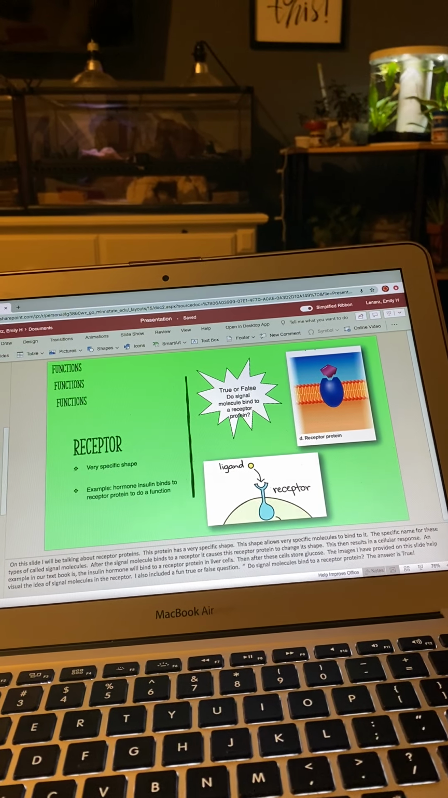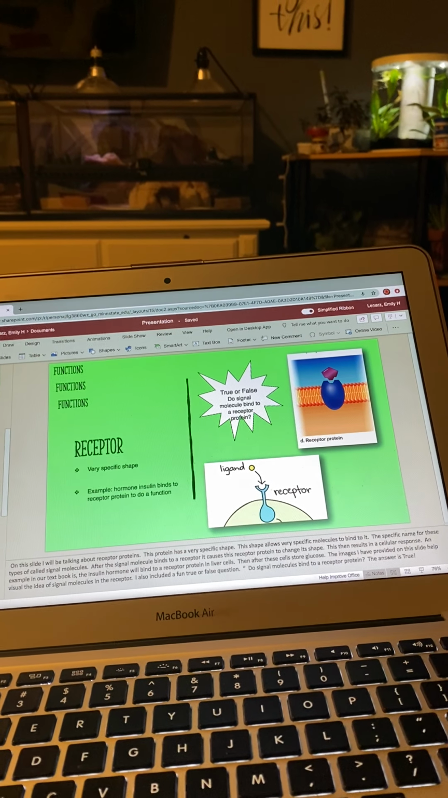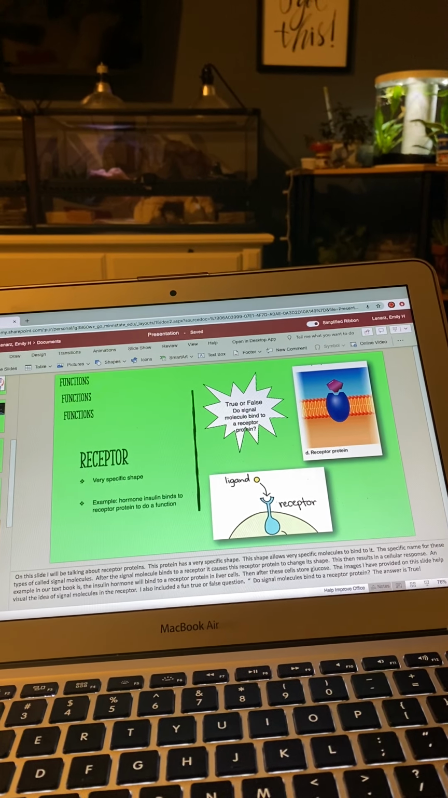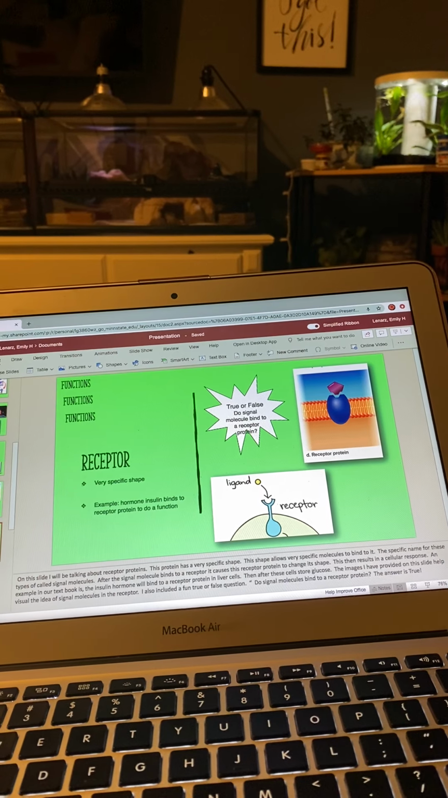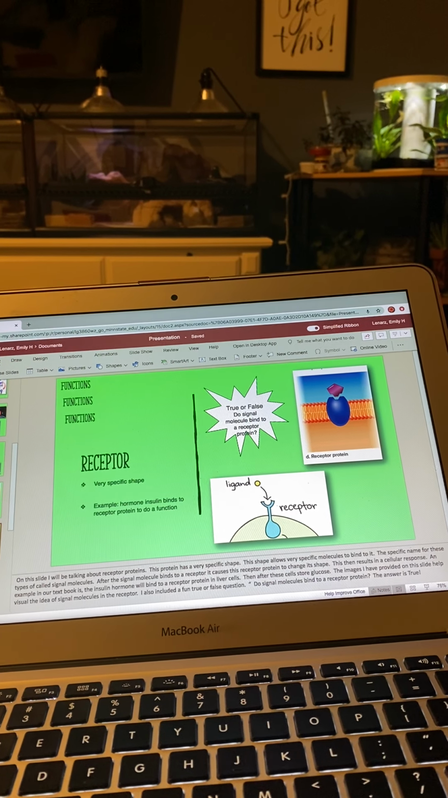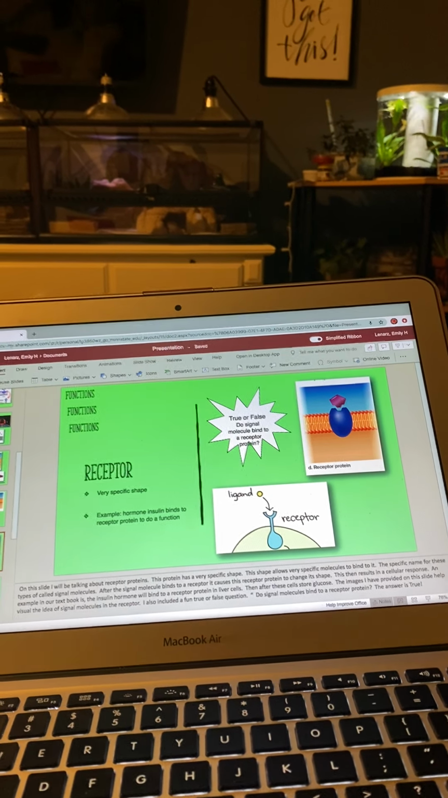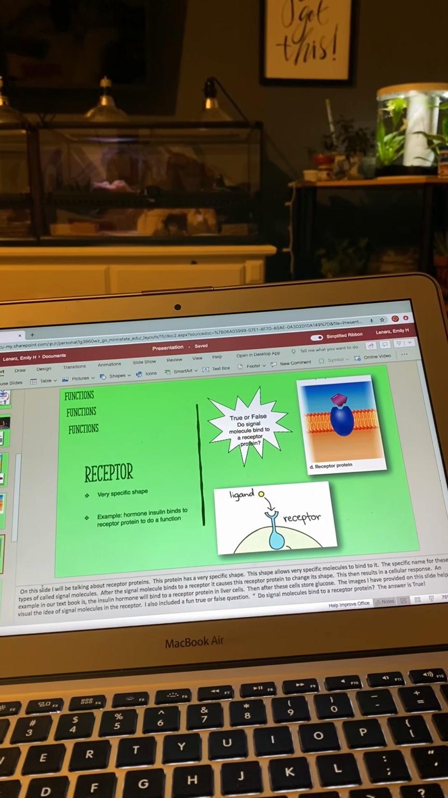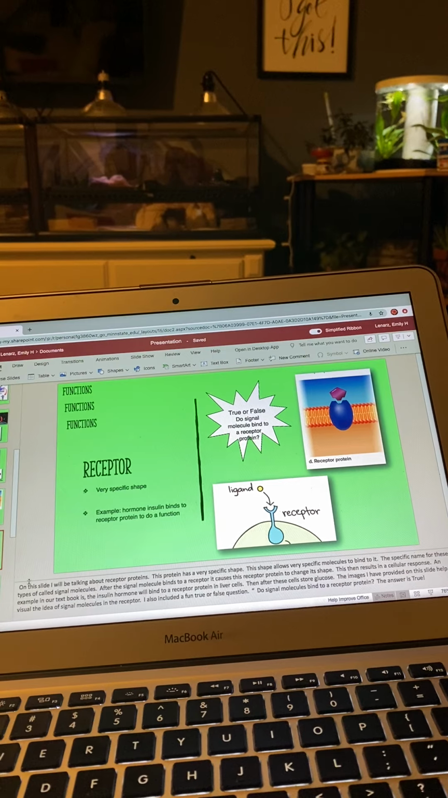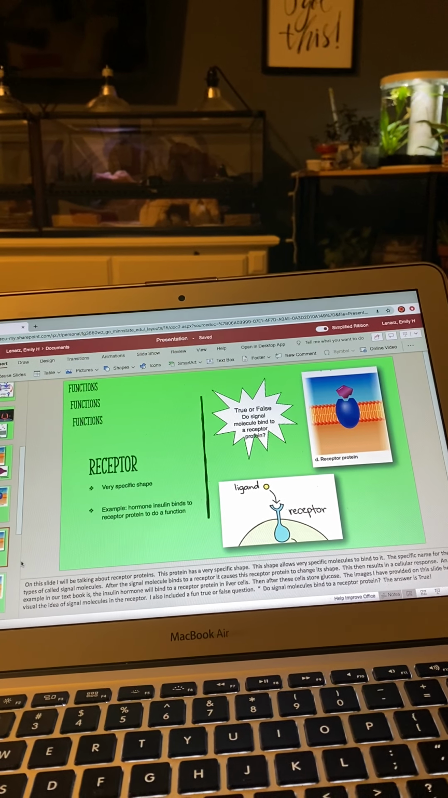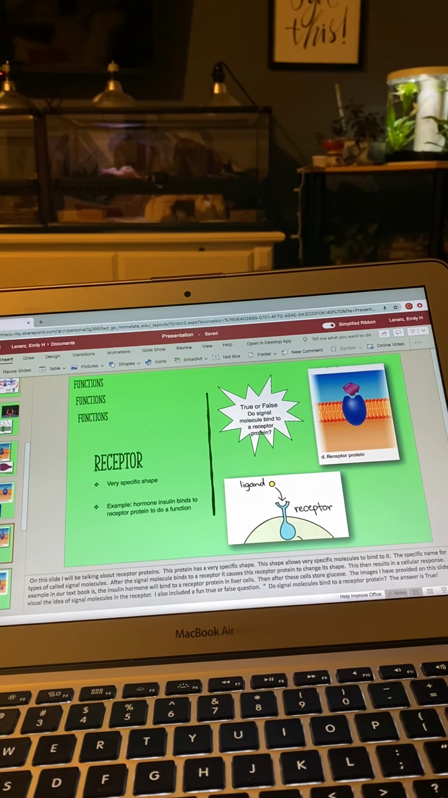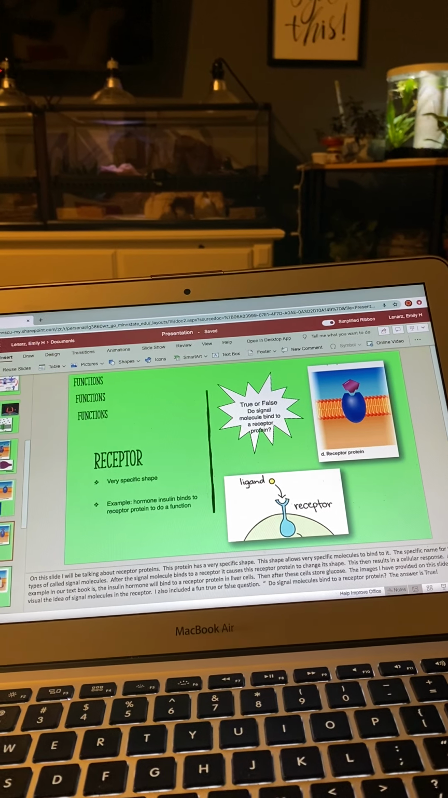The specific name for these types of molecules is signal molecules. After the signal molecules bind to the receptor, it causes this receptor protein to change its shape. This then results in a cellular response. An example in our textbook is the insulin hormone binding to a receptor protein in liver cells. Then the cell stores glucose. The image that I provided on this slide helps visualize the idea of signal molecules and the receptor.